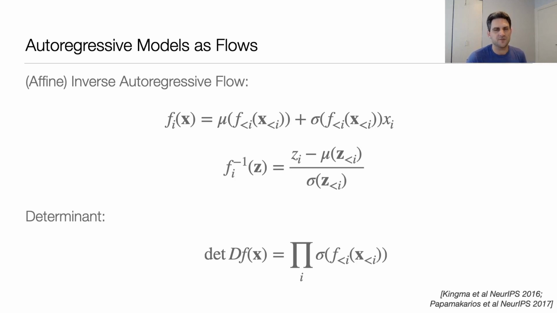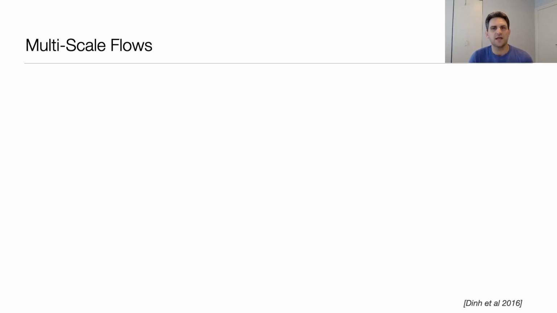And that actually turns out to be a useful construction of a flow in the context of variational autoencoders, which is one of the applications of normalizing flows, using them as the approximate posterior in a VAE. Okay, those are autoregressive models.